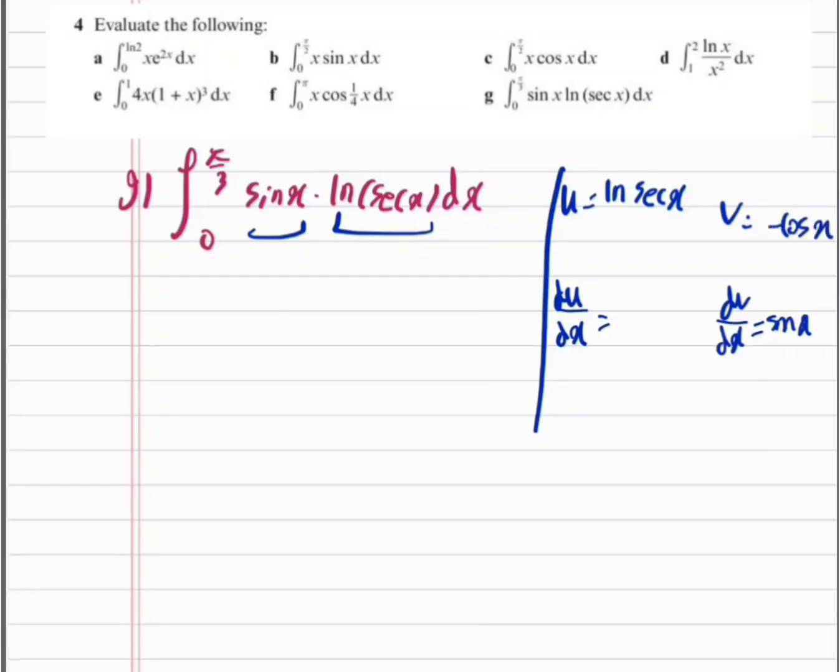Now you might be wondering, how can we differentiate ln sec x? So obviously we can use the chain rule, but actually this is just one of the results that you can also use, because essentially ln sec x differentiates to tan x.